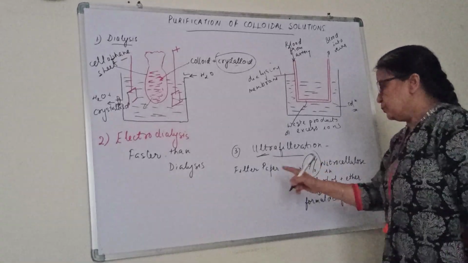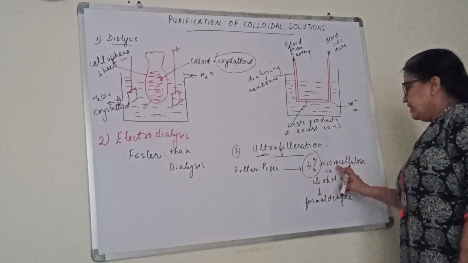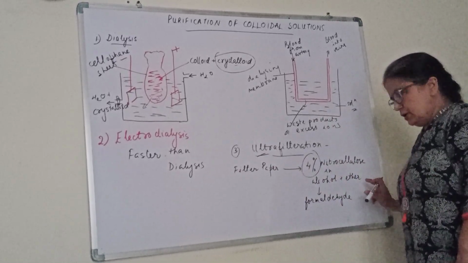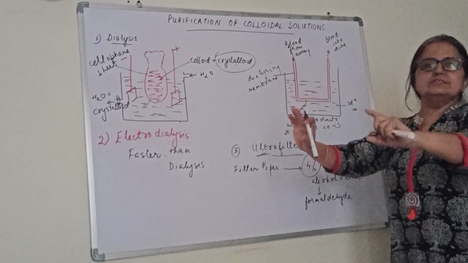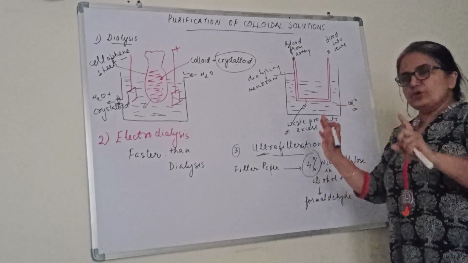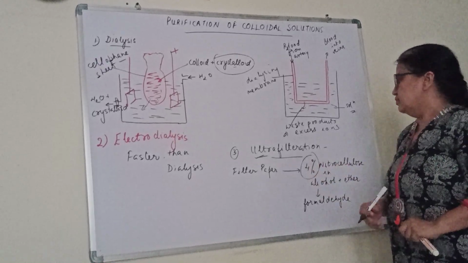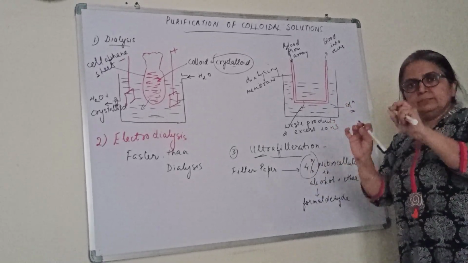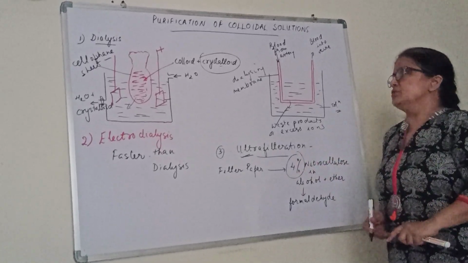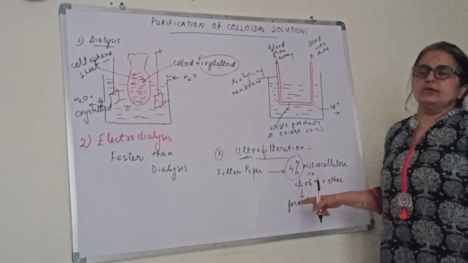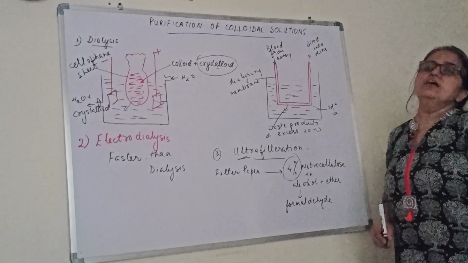So what is the procedure? I'll explain again. Normal filter paper, you dip in 4% nitrocellulose in alcohol ether mixture, and it is removed. Then it is dipped in formaldehyde and hung to dry. When it is dried, we will find that the pore size is reduced, because this solution gets trapped in the pores, and now when this filter paper is used, even colloid cannot pass through. So the ultrafiltration technique can be used to filter colloidal solutions.